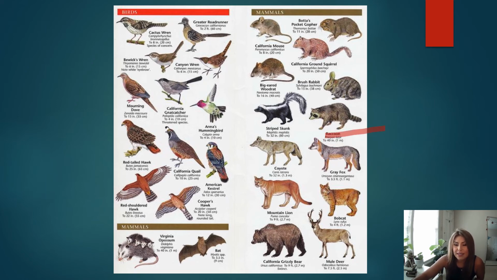Raccoons, gray fox. I've yet to see a fox, but they're here. A bobcat. There are bobcats. So all this, hopefully most of us have seen.